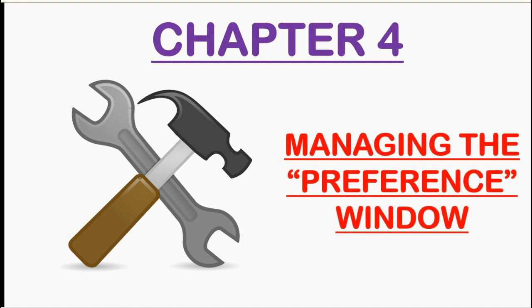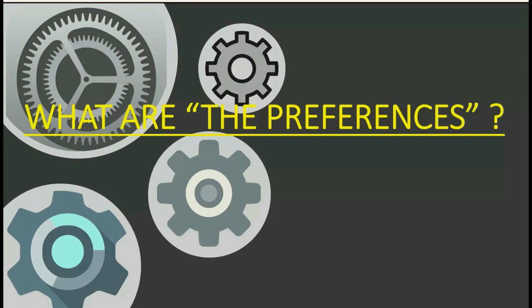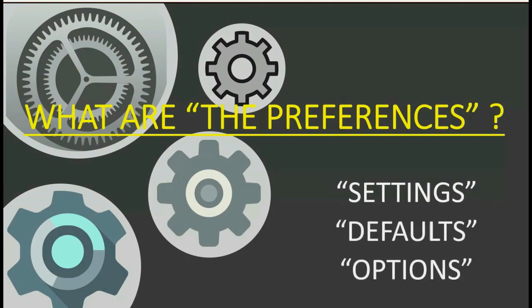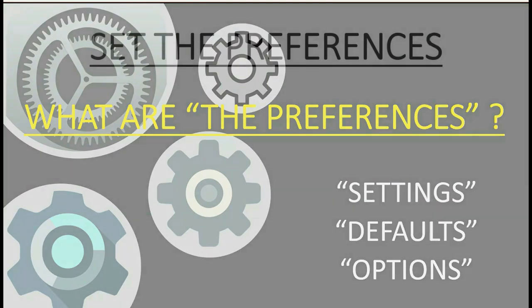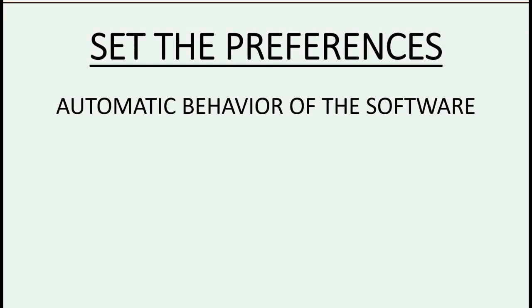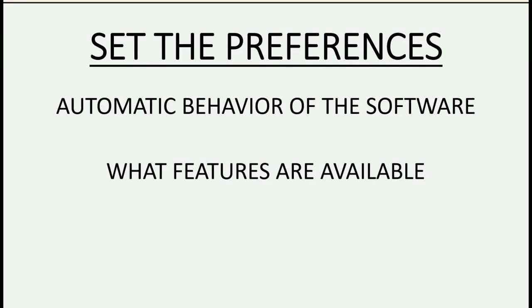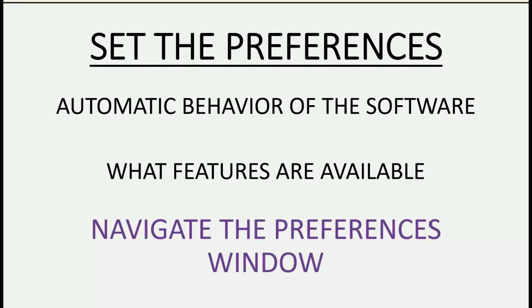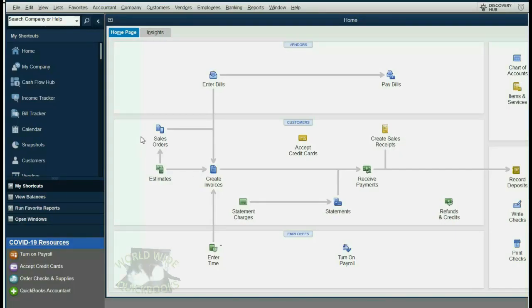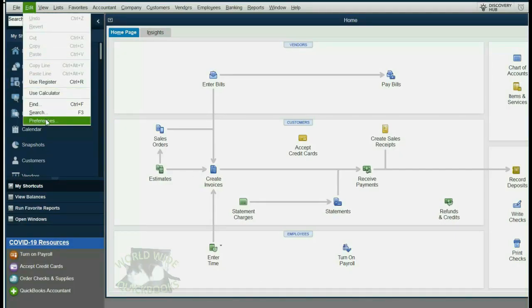Chapter 4. Managing the Preferences window. Now you may well ask, what are the preferences? In QuickBooks, the preferences are the settings, the defaults, the options that you have available. In short, they are the automatic behaviors of the software unless you specifically say differently. They determine what features are available for you to use or not use, and we will learn easily how to navigate the Preferences window. From the top left, we click Edit, Preferences.